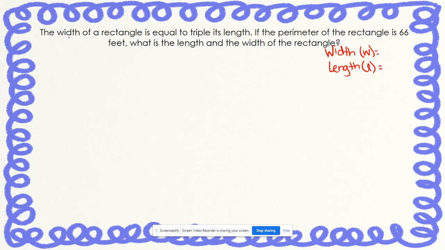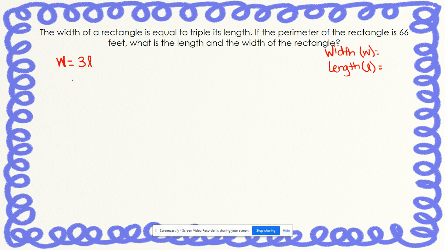And the first sentence tells me the width is equal to triple the length. So that means width is equal to triple, which means multiplying by 3, so 3 times the length. And since I don't know the length, I'm going to use L. Then it tells me that the perimeter of the rectangle is 66 feet.